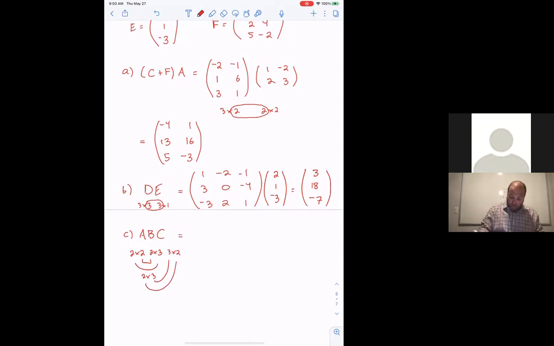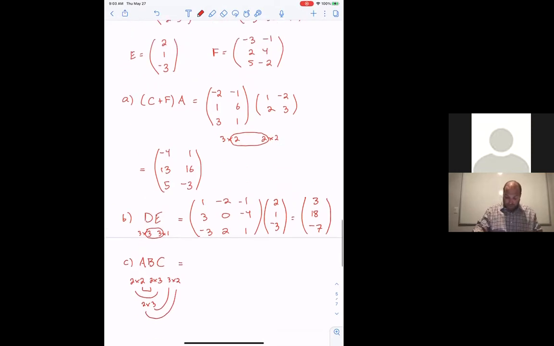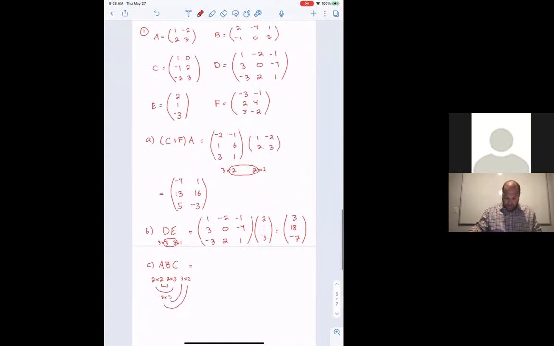But let's get some practice with your calculator mode. I'm going to go to my calculator, second matrix, edit the first matrix. It's 2 by 2 again. 1, -2, 2 and 3. Okay, quit out, matrix, go to edit, and then B. This is a 2 by 3. 2, -4, 1, -1, 0, 3.